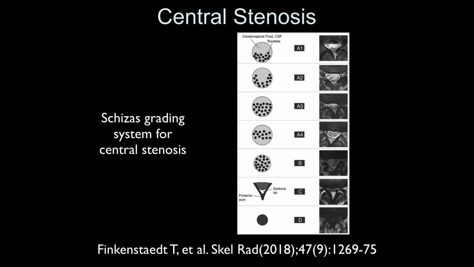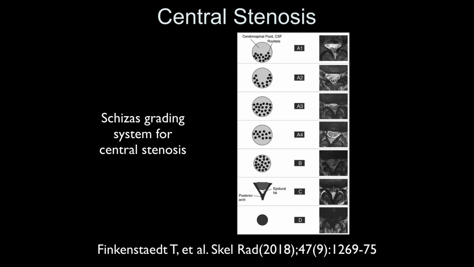And notice that the actual cross-sectional area of the canal here does not look all that narrowed, but we can see that there is a paucity of CSF surrounding the nerve roots. And we'll show some examples later where the nerve roots are too big, which also can cause central stenosis, but that's a different disease process.